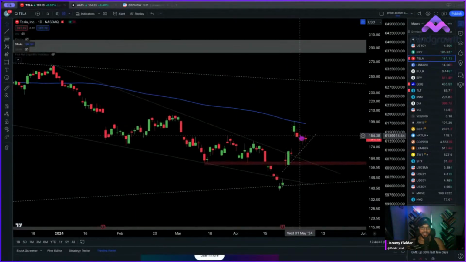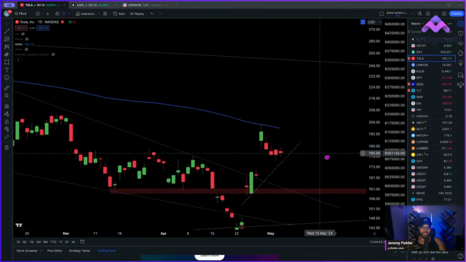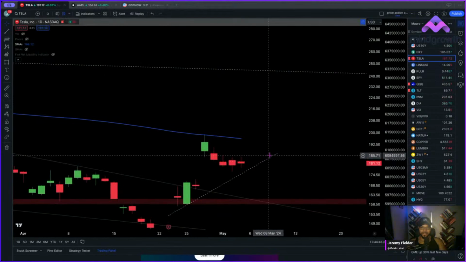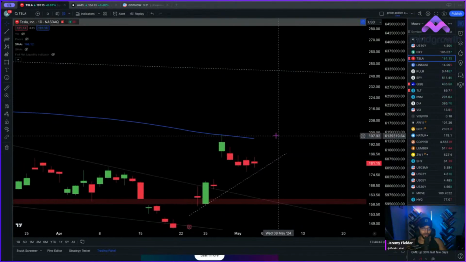Tesla did get rejected by that 50-day moving average, though. It's starting to accumulate now at these areas. What do you got here? Shows the same move, QQQ. Yeah, same thing. QQQ is the same thing.